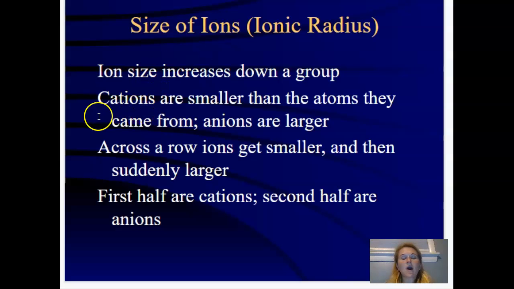First off, cations are smaller than the atoms they came from because we are removing electrons. We're removing layers. So an example there would be that a sodium cation is smaller because it lost a whole energy level, right? It's gone down to that lower energy level, and so it's going to be smaller.